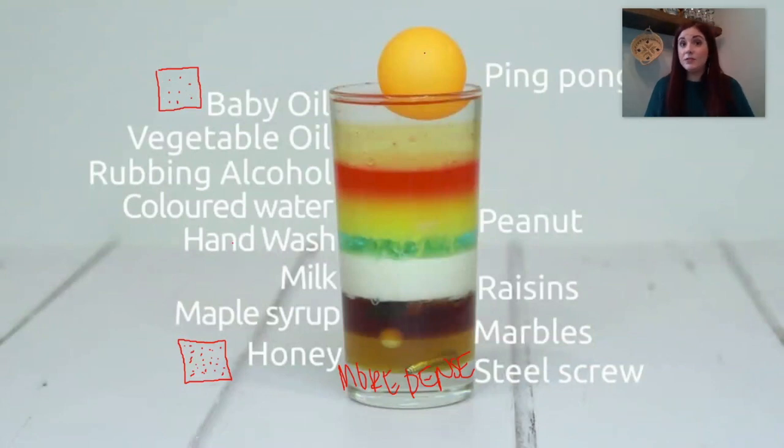Ping pong ball floats on the top. Why? That's because it's really got nothing that comprises it. So its mass per unit volume is even smaller than that. So let me just label this up here as less dense.